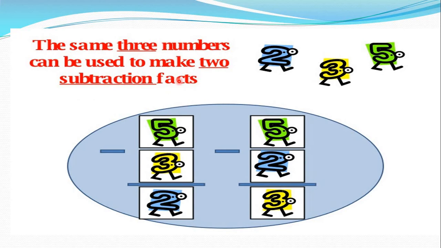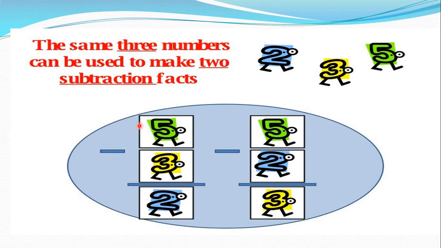The same three numbers can be used to make two subtraction facts. So first of all, here 5 minus 3. So the answer is what, students? 2. Okay, you have a 5, then you do the minus 3. 5 minus 3, answer is 2. Then after that, 5 minus 2, 3.